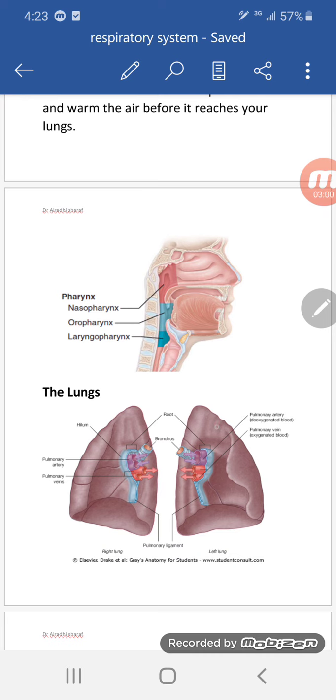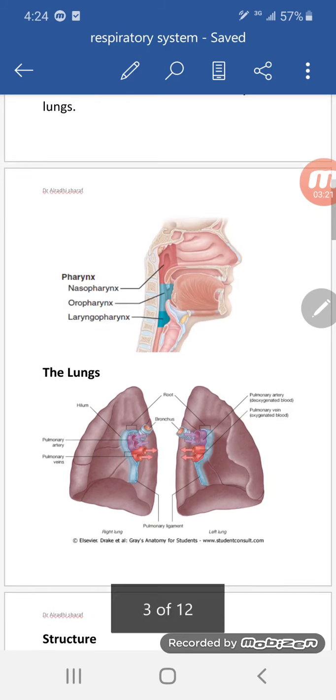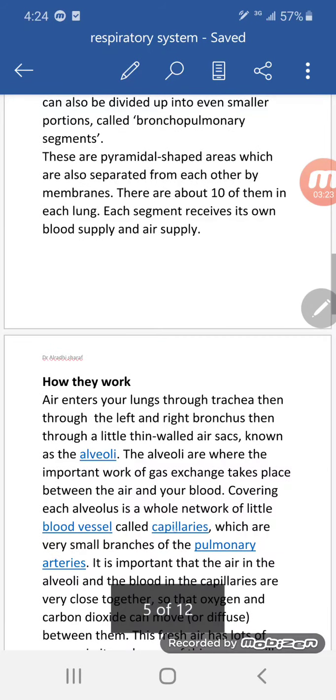Another question here: what are the blood vessels of the respiratory system? You should remember the pulmonary artery and pulmonary vein. Another question here: what is the membrane surrounding the lung? It is called the pleura.